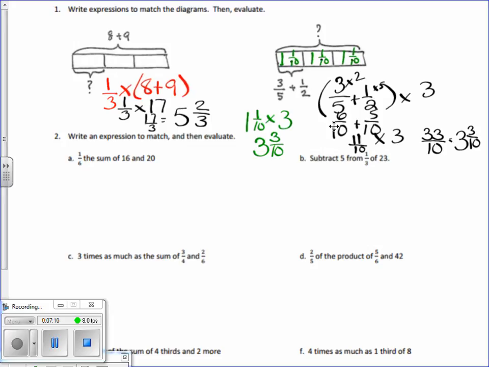Okay. So, look at it. This is when they get tricky. Pay attention to your vocabulary.